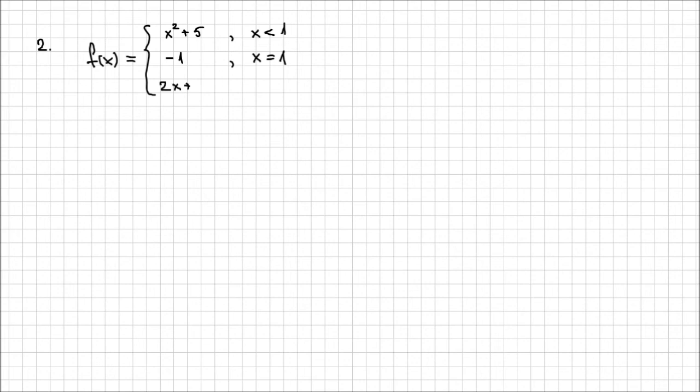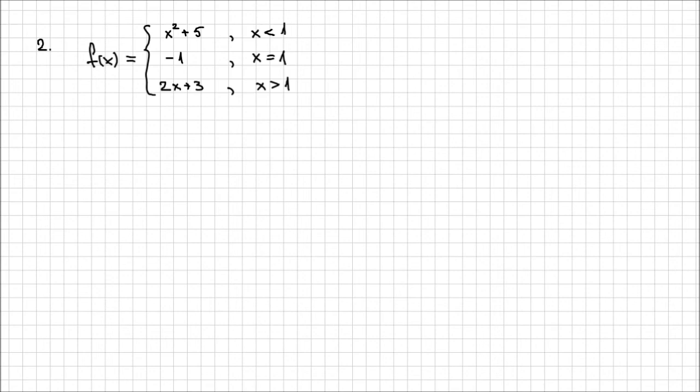Let's move on. When you have the graph of the function and you need to determine the limit, it was pretty easy. Now let's have a look at the second example, where we have the piecewise defined function f of x defined as follows: x squared plus 5 when x is less than 1, it's equal to minus 1 when x equals 1, and also it has the expression 2x plus 3 when x is greater than 1. So now we have the function defined in an algebraic way.